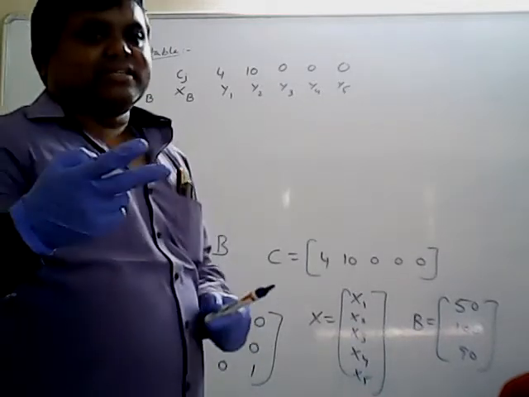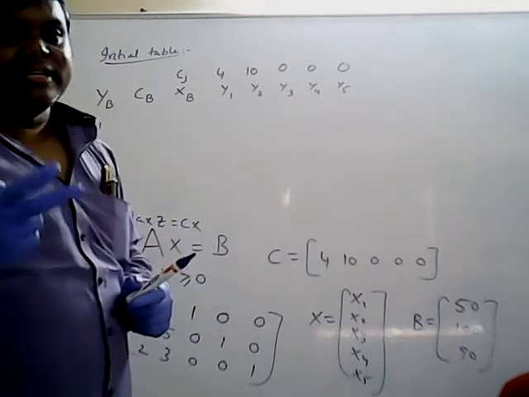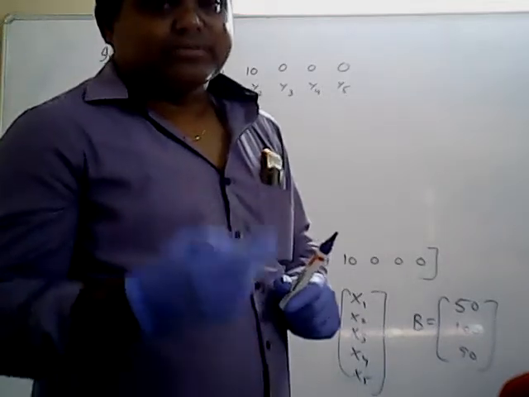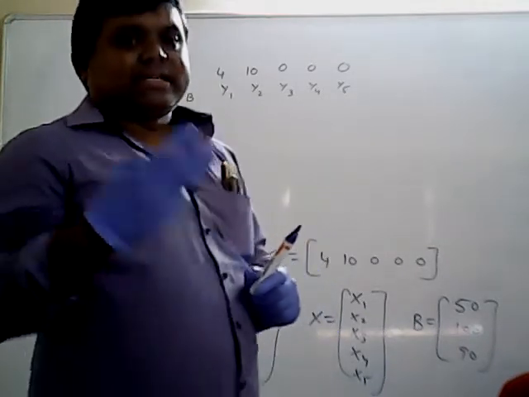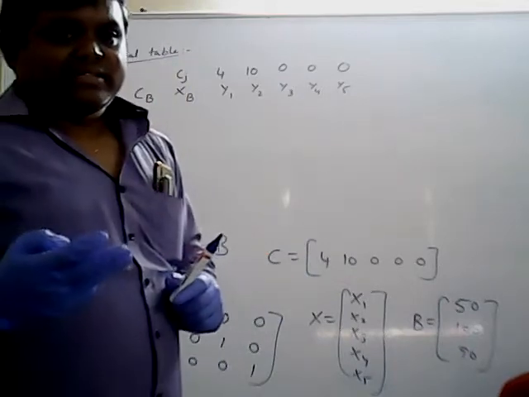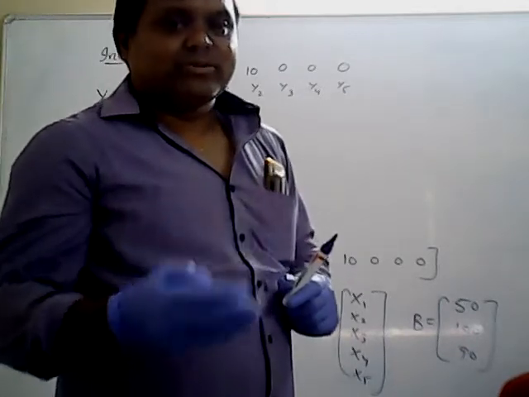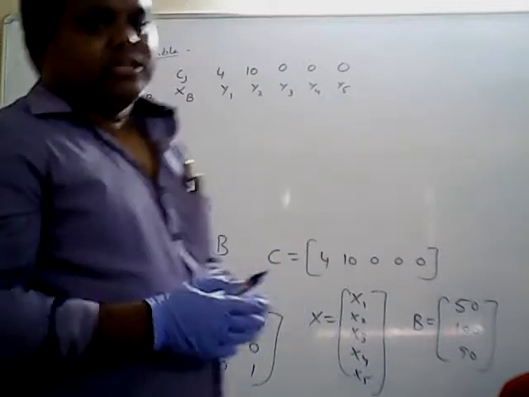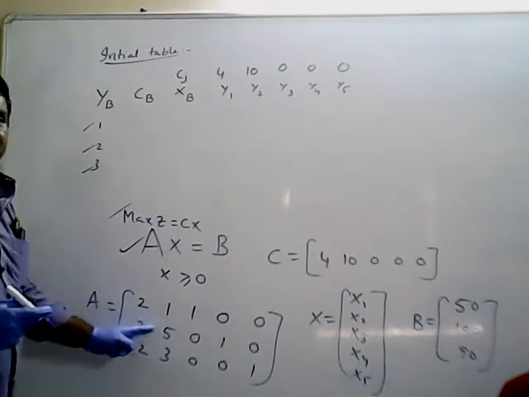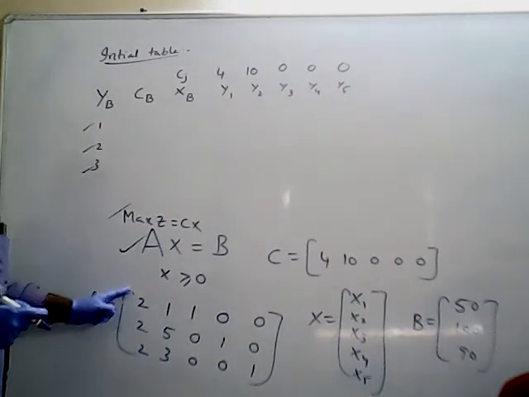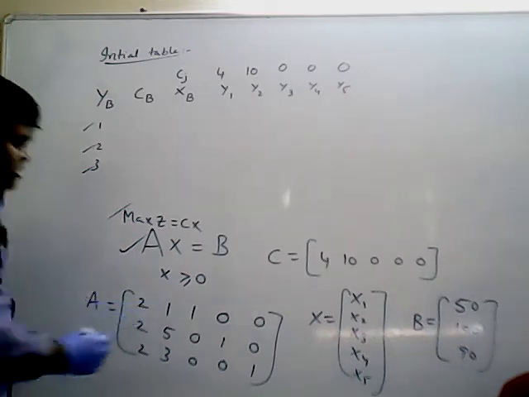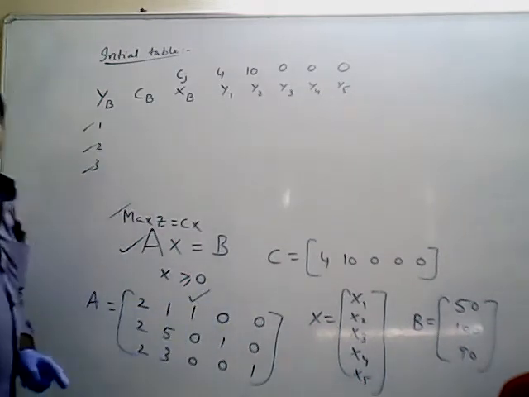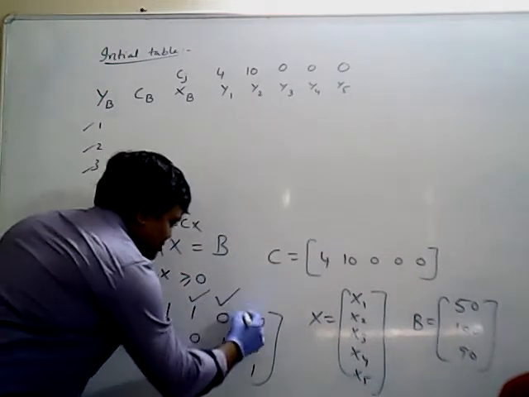Suppose 2 constraints are given, then a 2 by 2 unit matrix, which means 1, 0, 0, 1. If 3 constraints are given, a 3 by 3 unit matrix, which means 1, 0, 0, 0, 1, 0, 0, 0, 1. Where you find the unit matrix, those elements enter into the basis. 3 constraints are given, so go for 1, 0, 0. Next is 0, 1, 0, and 0, 0, 1.